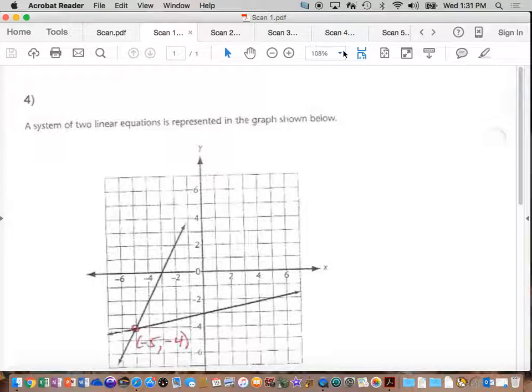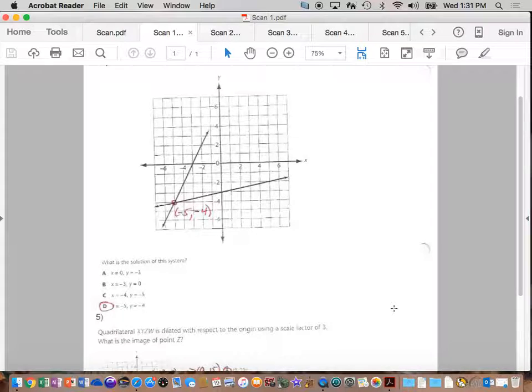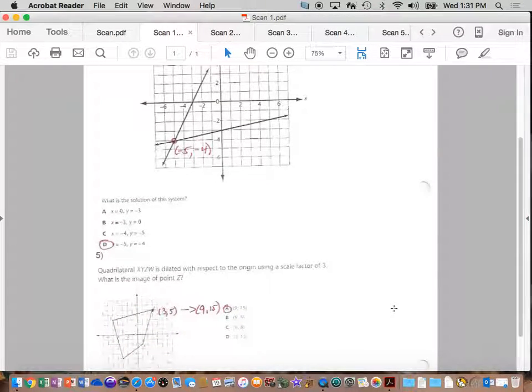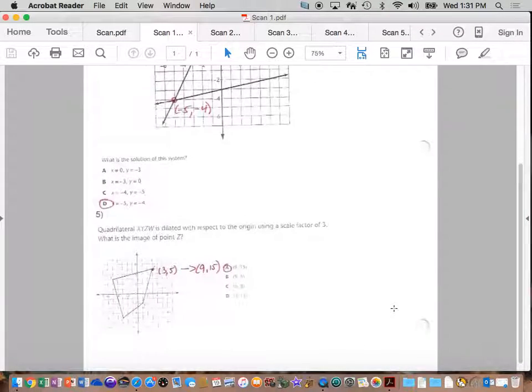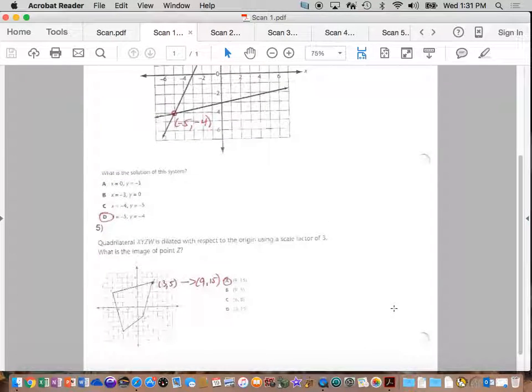Let me shrink the size a little bit, 75%. This should be a pretty straightforward question right here. It wants the point of intersection. Okay. Any questions?